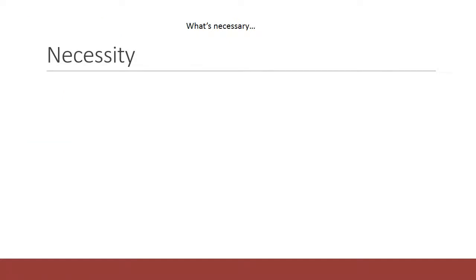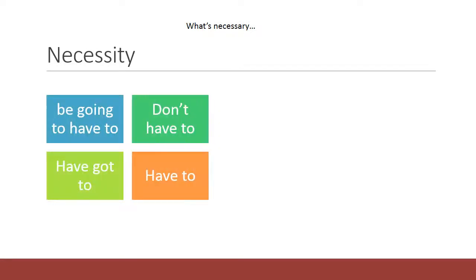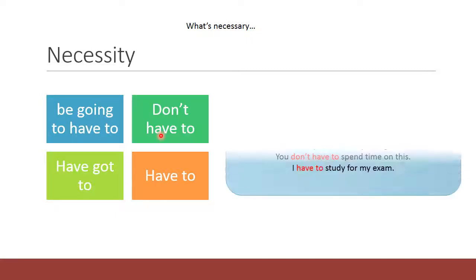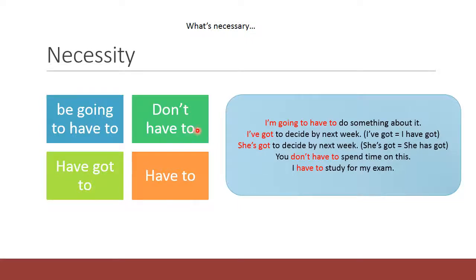Necessity, or what's necessary. We have four grammar structures that we can use. We can use be going to have to, that is be going plus have to. We can use only have to, have got to, and don't have to. With don't have to, the negative form, we must be careful because there is a change in meaning. Let's check one by one.